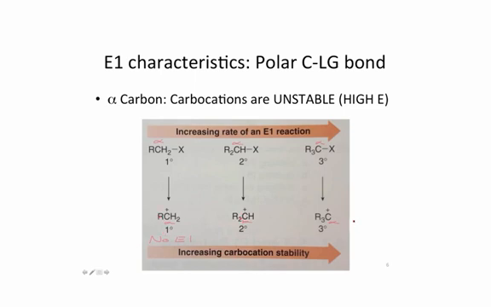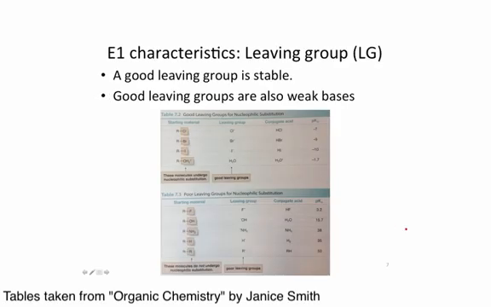One other type of carbocation that is relatively stable would be one that is resonance stabilized, such as the example I have drawn on the right. Resonance can also help to stabilize a carbocation. The next characteristic we're going to look at is the leaving group. This is the group that breaks away from the alpha carbon.